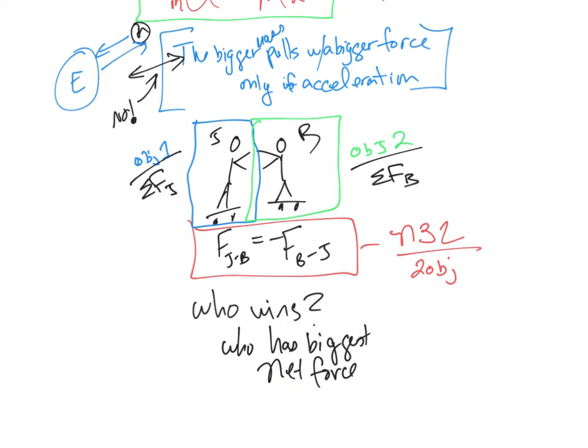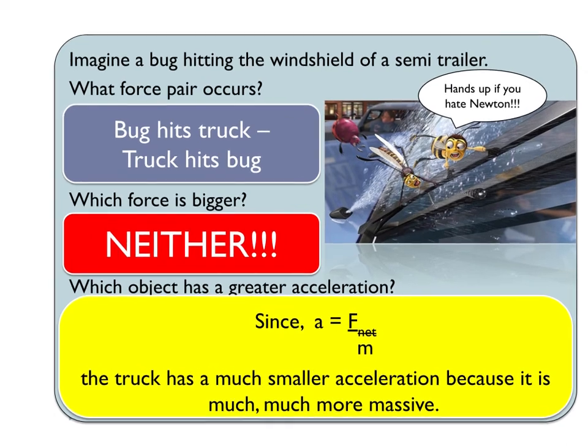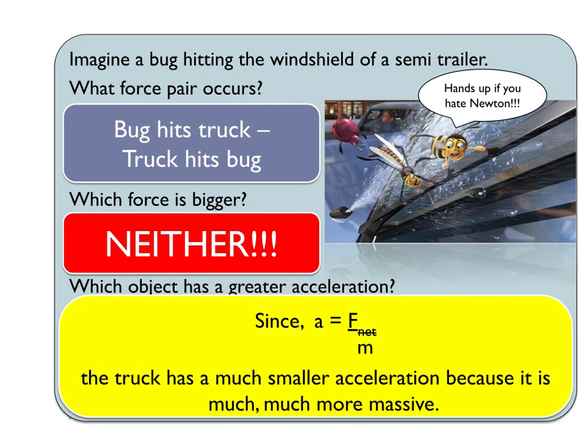All right, and just to go through the other slides very briefly, this one is a very common physics problem. Imagine a bug hitting the windshield of a semi. What force pair occurs? Well, the bug hits the truck and the truck hits the bug. Which force is bigger? Neither force is bigger, because Newton's third law says they're the same.